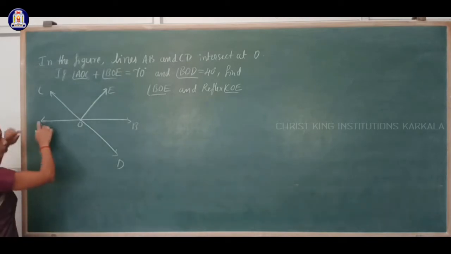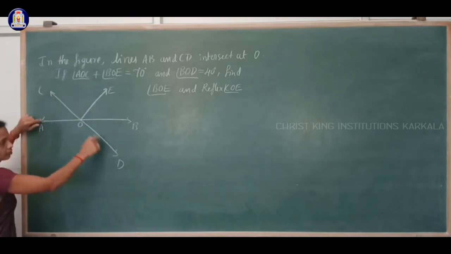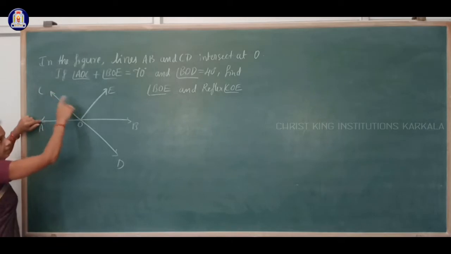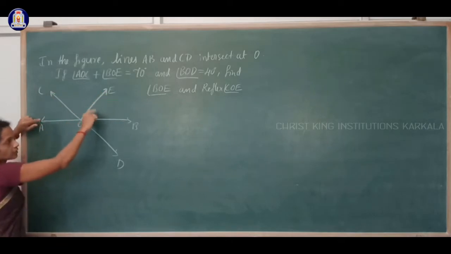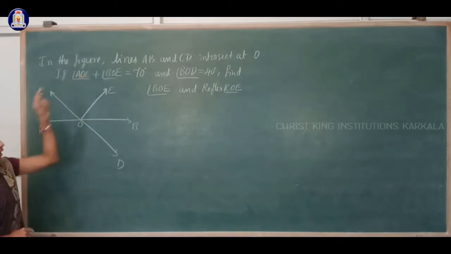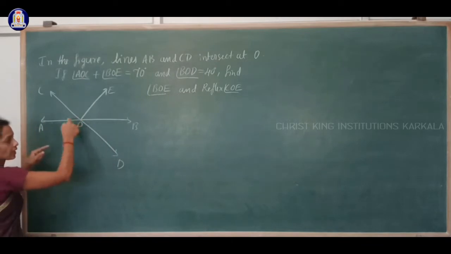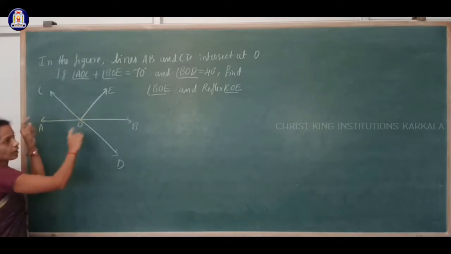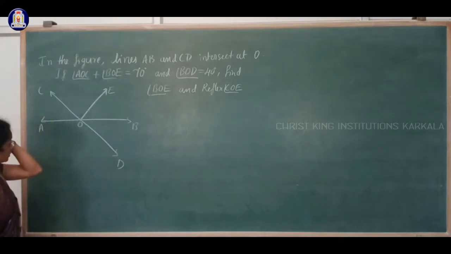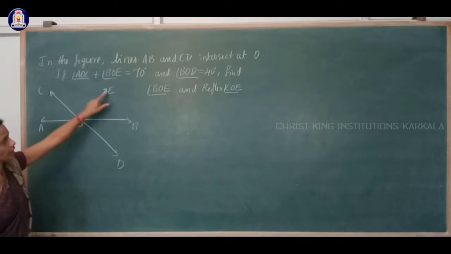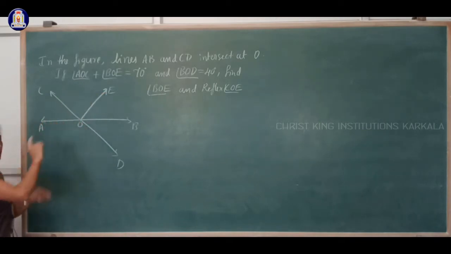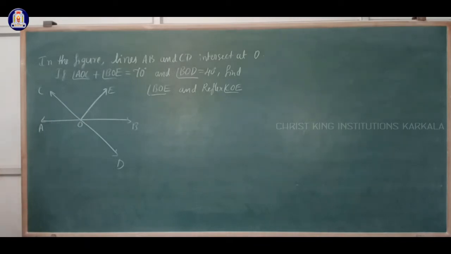Okay. So what you are given, AB and CD are straight lines intersecting at a point O, and angle AOC plus angle BOE is 70 degrees, and angle BOD, that is this angle, is 40 degrees. Find angle BOE, this angle you have to find, and the reflex angle of COE, means this much angle you have to find. Okay. So how to find?